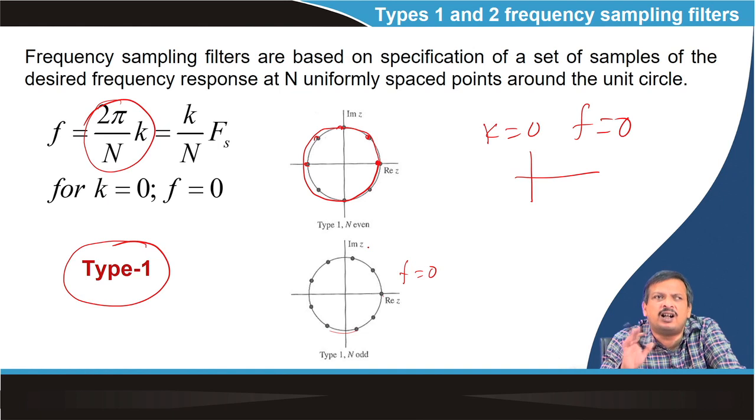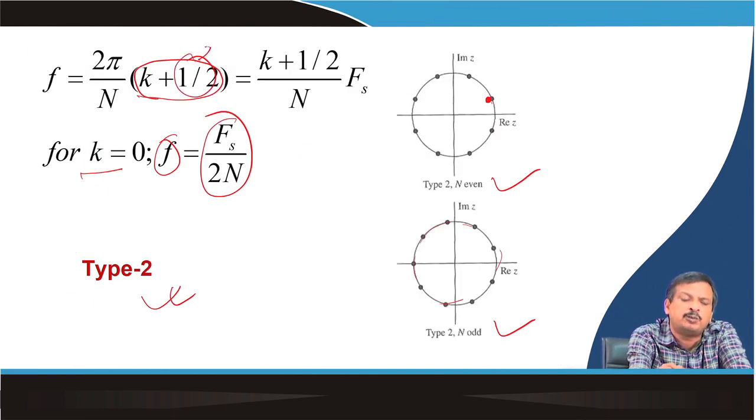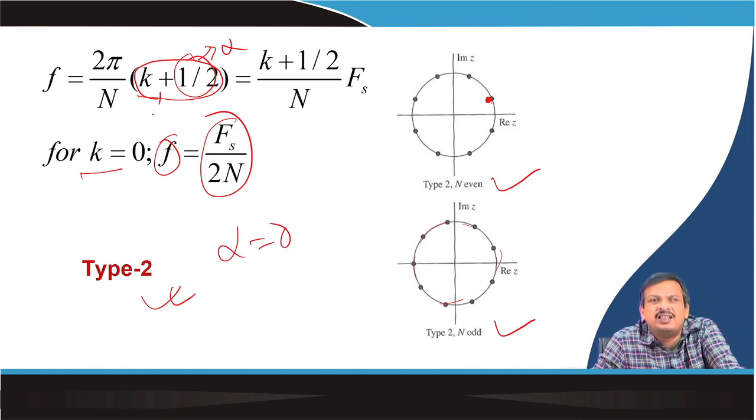When I say type 1, I say k is k plus alpha. If I generalize it, then alpha equal to 0. If this half is represented by alpha, then if alpha equal to 0, it is type 1. If alpha equal to half, then it is called type 2. So, I can implement type 1, where f starts from 0, sampling at 0. The frequency is 0, that means including the DC. Without that DC also I can implement the filter, which starts from fs by 2n. So, type 1 implementation and type 2 implementation.